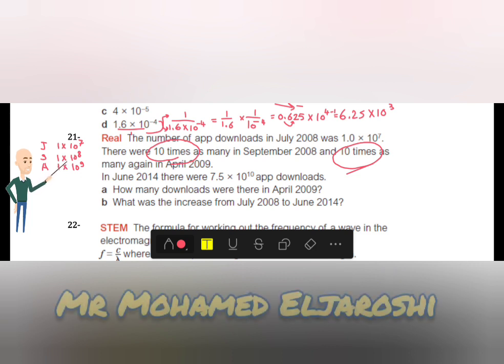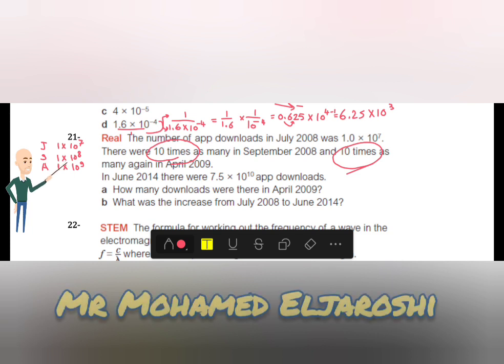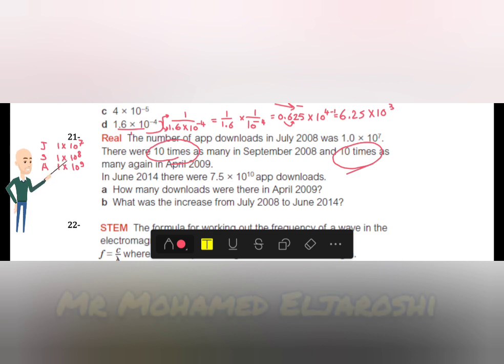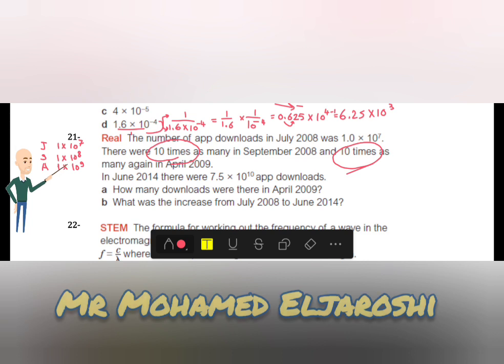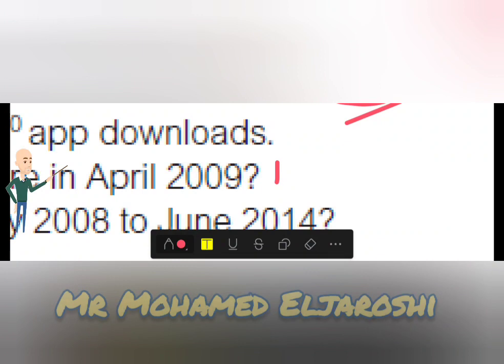Now let's take a look at the rest of the question. In June 2014, there were 7.5 multiplied by 10 power of 10 app downloads. Now question A here says, how many downloads were there in April 2009? Now, we used these facts to find April in 2009. So we already know the answer. It's 1 times 10 power of 9. So I'll write it here, 1 times 10 power of 9.